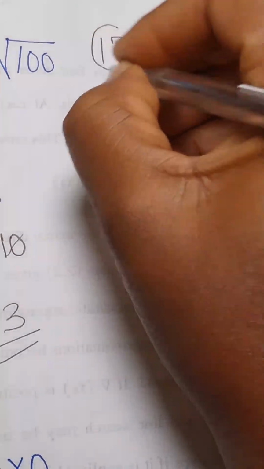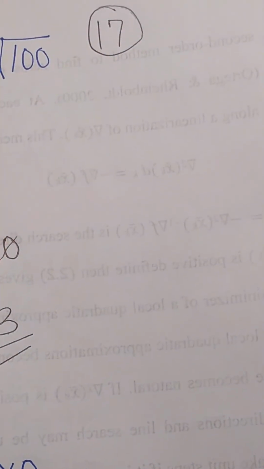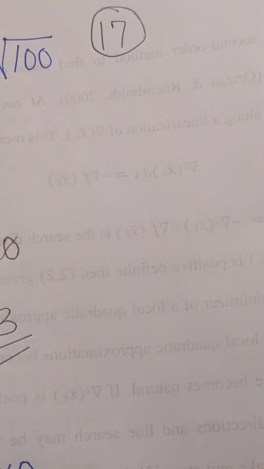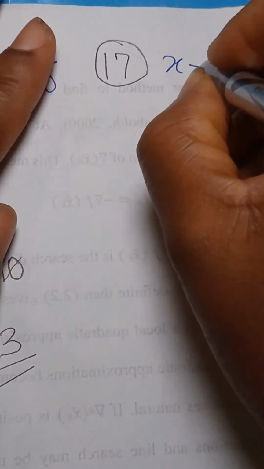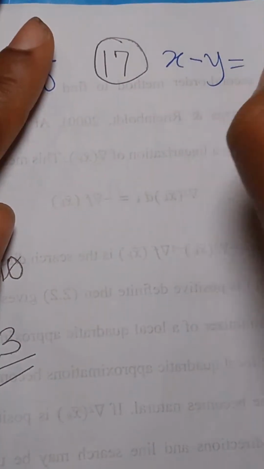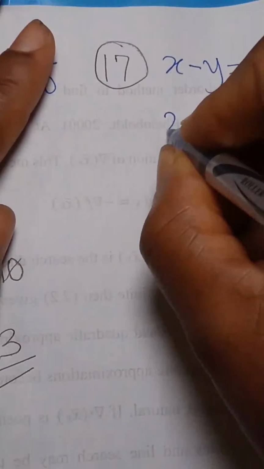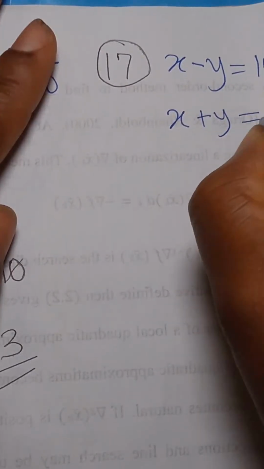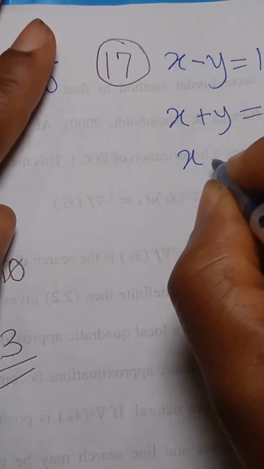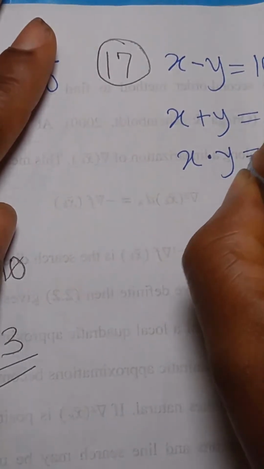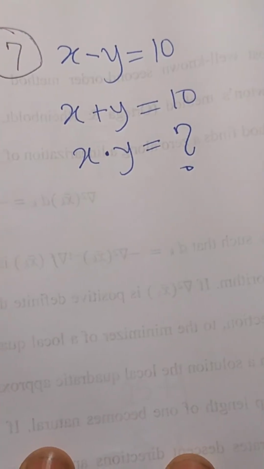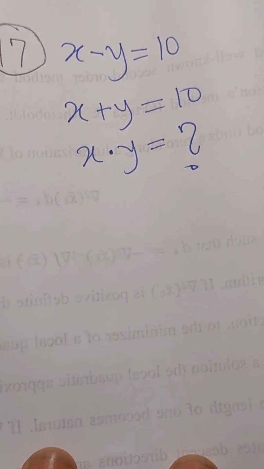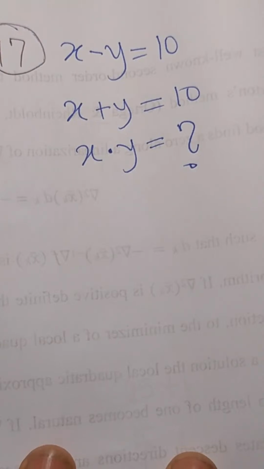Question number 17. Okay. So for question number 17, we are given that x minus y is equal to 10, x plus y is equal to 10. What is x times y equal to? So this is our question number 17. We have 3 more questions before we call it a day.